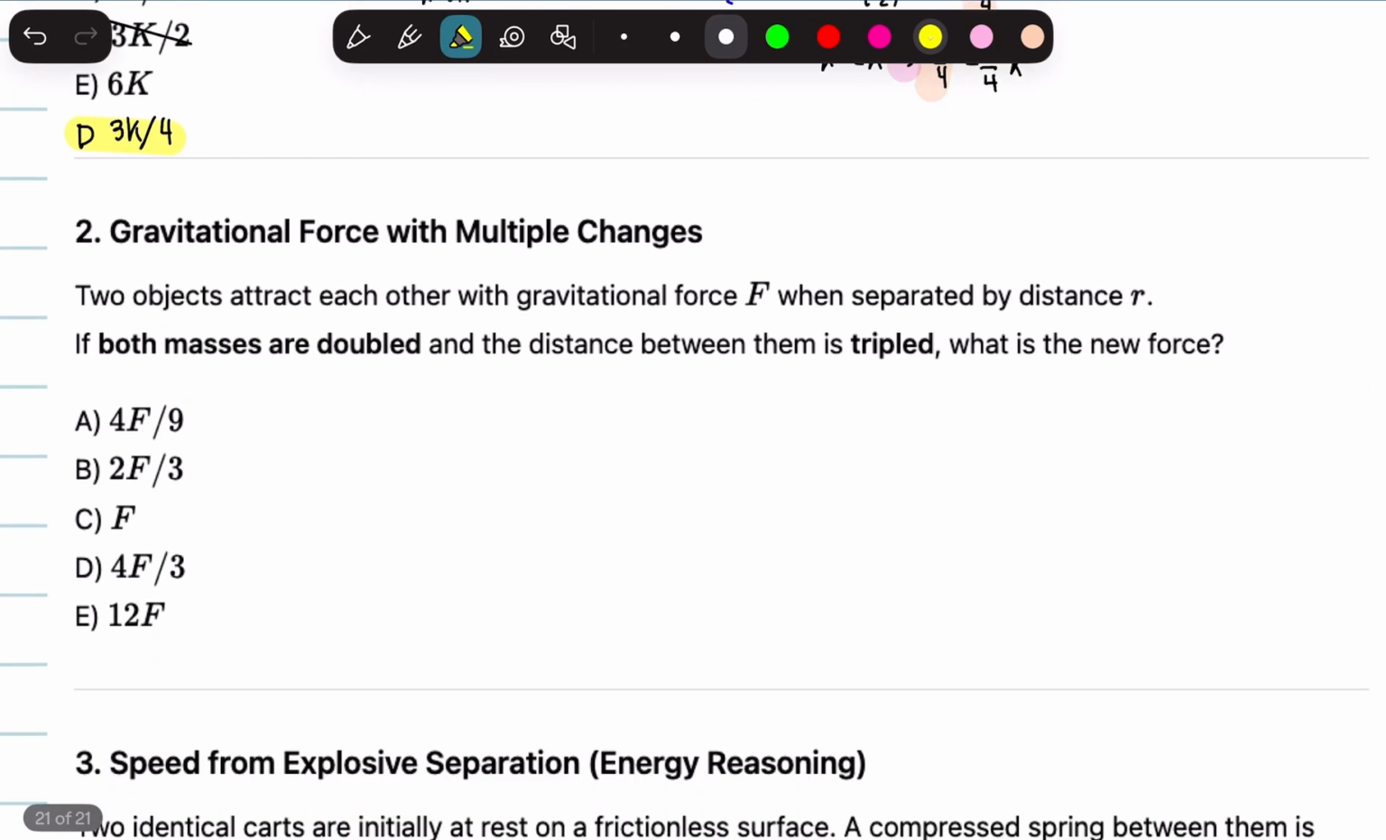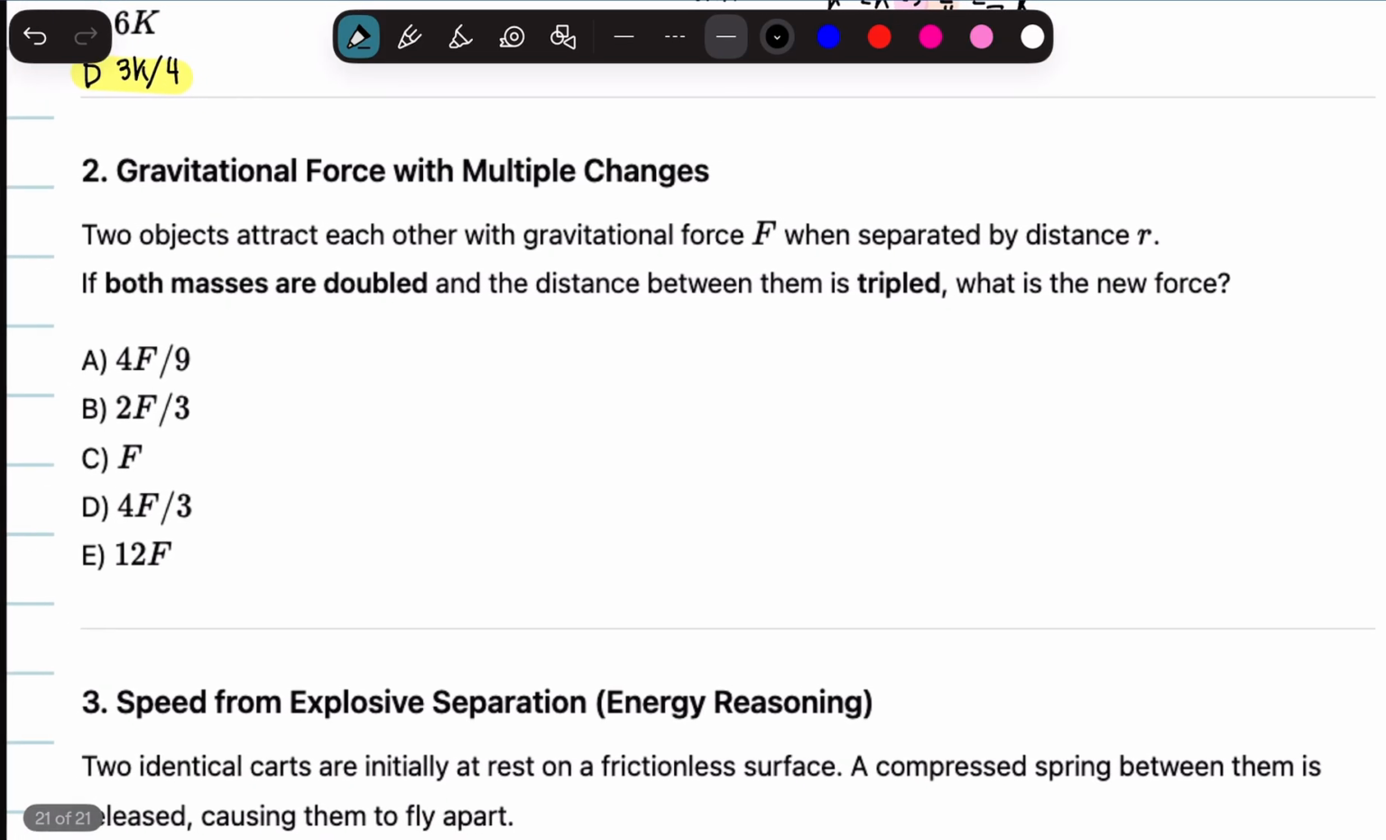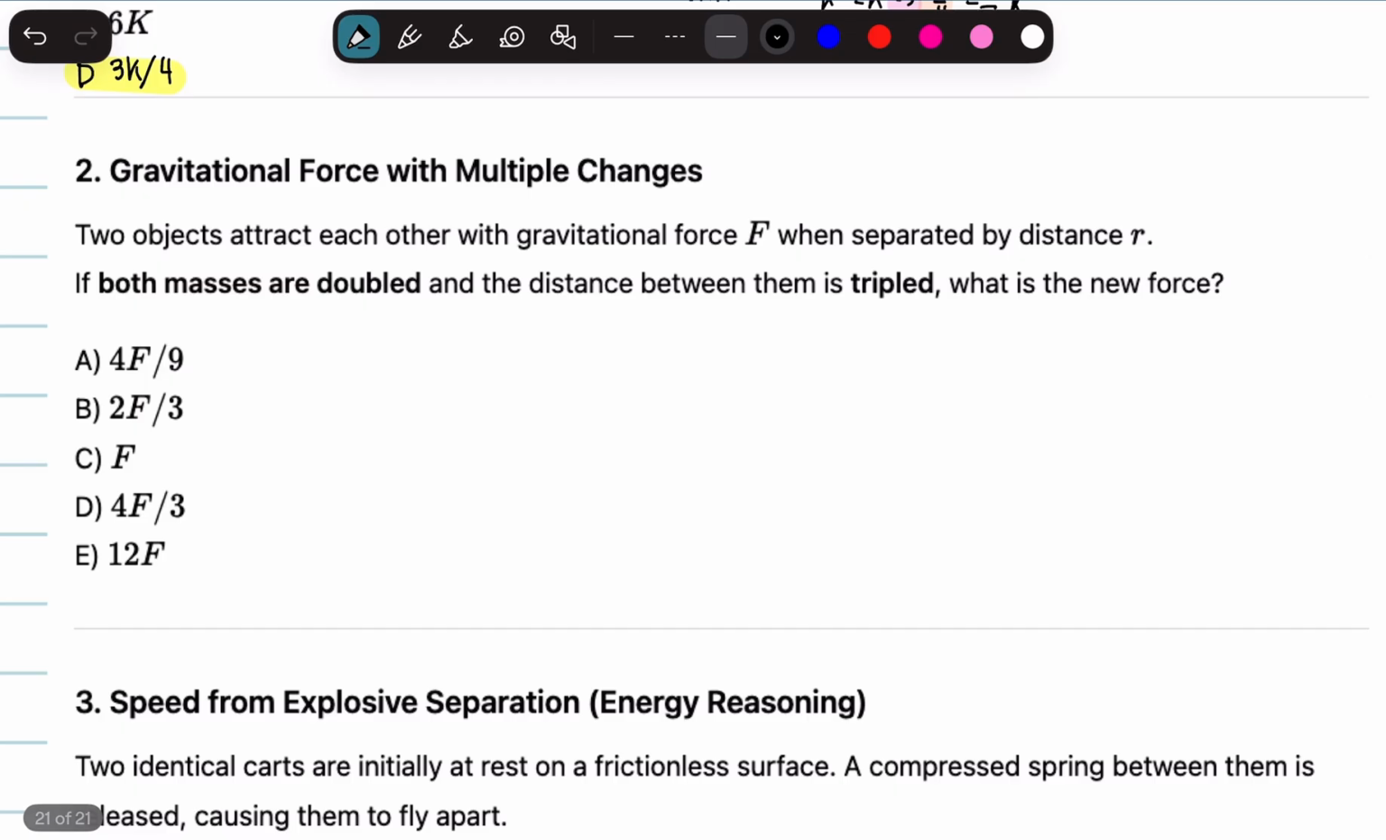Okay, so let's say we have a question about gravitational force with multiple changes. Two objects attract each other with gravitational force F when separated by distance r. If both masses are doubled and the distance between them is tripled, what is the new force? A concept we have to know is that gravitational force scales with the product of masses and also the inverse square of distances.